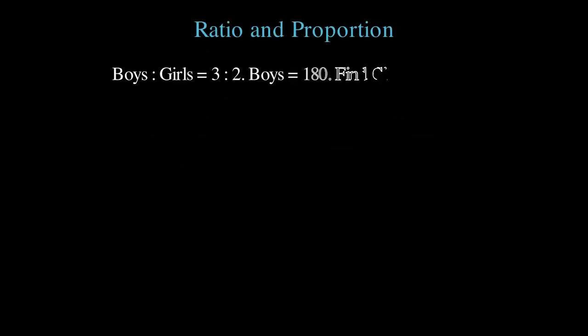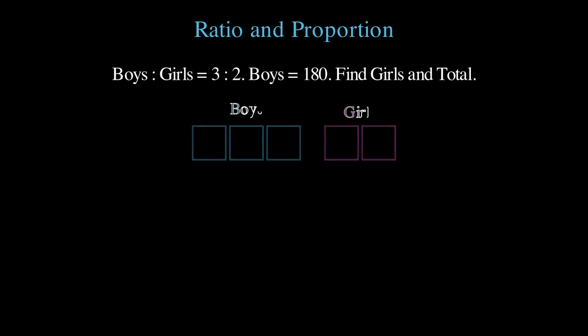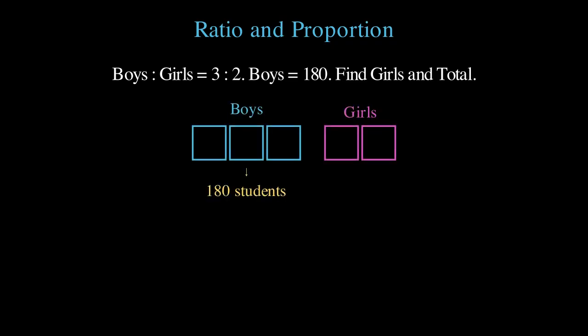A school has students in the ratio of boys to girls as 3 is to 2. If there are 180 boys, how many girls are there, and what is the total number of students? This time, we already know what a group of parts is worth in real students, since we know the boys count, so we can find one part directly instead of dividing a total first.